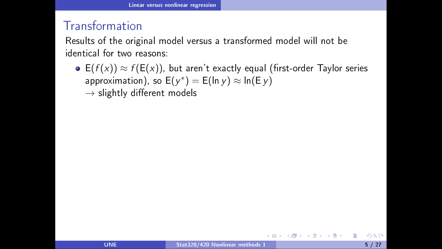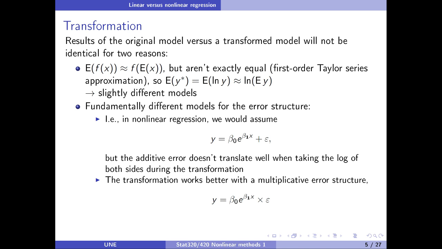But what that really means in this example above is that the expected value of y star, which is the expected value of the natural log of y, is not exactly the same thing as the natural log of the expected value of y. It's close, but not quite the same. And when we're doing our models, we're modeling the expected values. So we're estimating very slightly different things. So we're always going to get, in that second decimal place, some kind of difference in our parameter estimates. So we can't expect them to be identical.